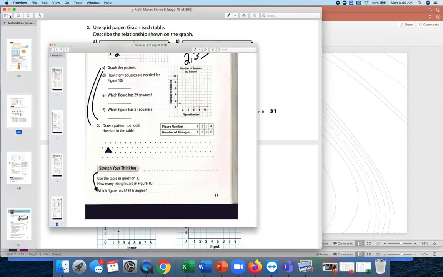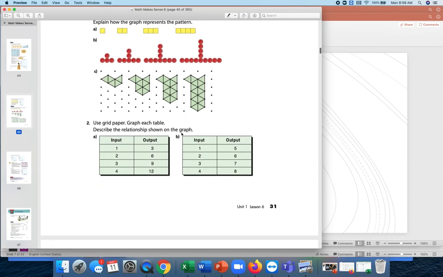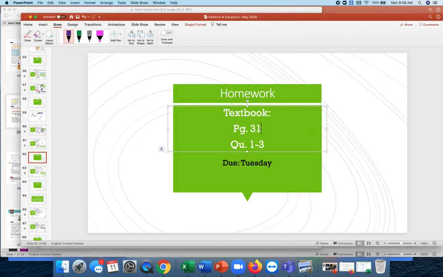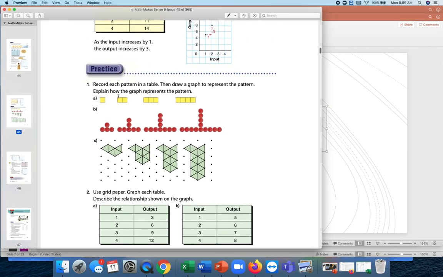Oops, not that one, this one. Okay, so yeah. Oh, it does go on to page 31. Okay, yeah. So page 31 to 32, questions 1 to 3. Okay, so this is super similar to the one that we've done before. So record a table, record each pattern in a table. So you have to make up the table.